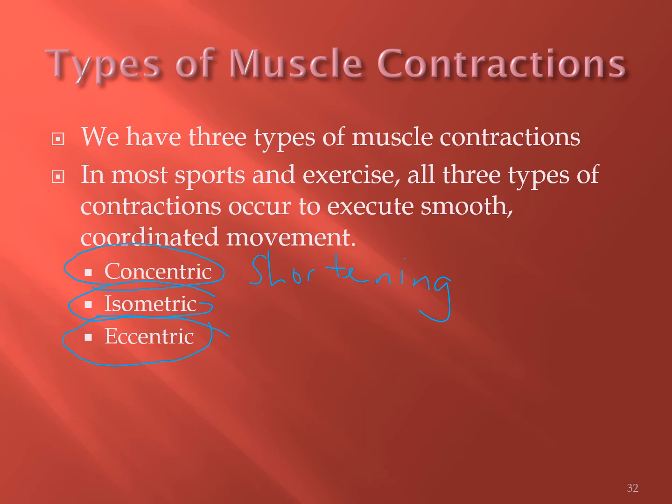So with concentric, we're shortening, so therefore the muscle fibers are pulling towards the center of the sarcomere. With isometric contraction, we're generating force, but we're not shortening or lengthening the muscle. So a plank would be an example of this. We also are isometrically contracting a lot of postural muscles while you're just sitting here. And then eccentric contraction, again, we're lengthening the muscle fibers. So those fibers are kind of being pulled apart from each other in a controlled way and therefore generating force while lengthening the muscle.